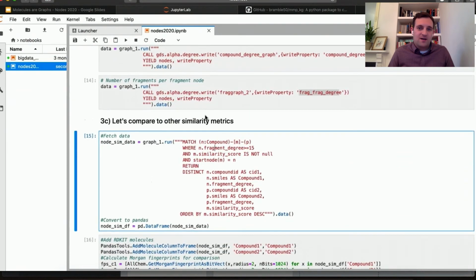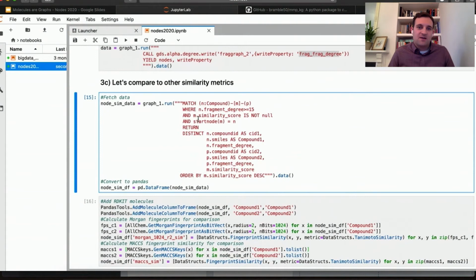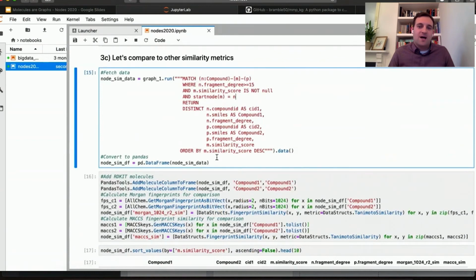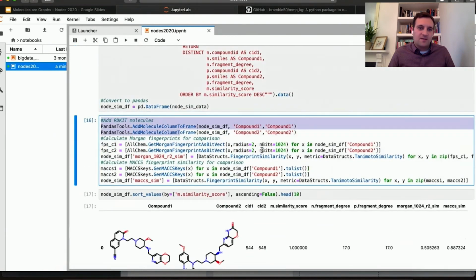Now that we've got the degree of our compound nodes, and also other degrees, written to the node itself, we can say: find me compounds where the fragment degree is greater than 15, that is, compounds that have more than 15 fragment nodes attached. It has a similarity score that's not null. And then we can return the data, ranked by that, with our similarity score at the top.